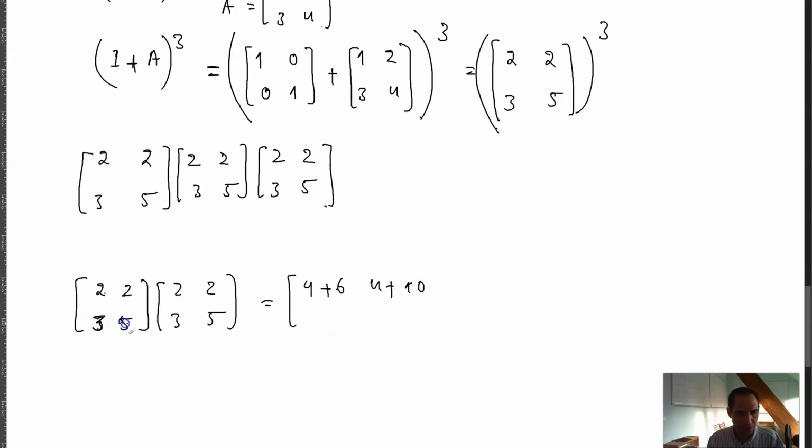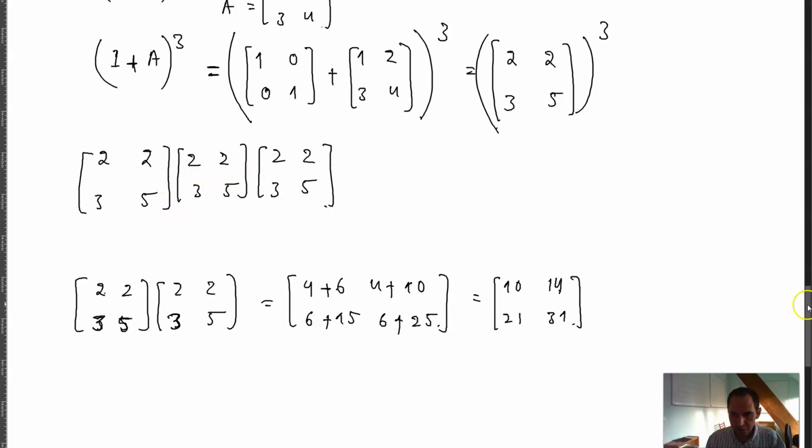And then you have this row times this column, which is 3 times 2 is equal to 6, and 5 times 3 is equal to 15. And this row times this column is 3 times 2 is equal to 6, and 5 times 5 is equal to 25, which gives 10, 14, then 6 plus 15 is equal to 21, and 6 plus 25 is equal to 31, right?